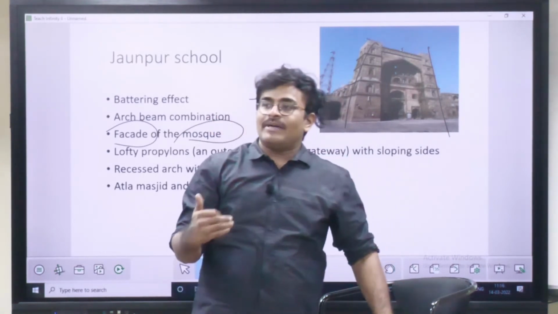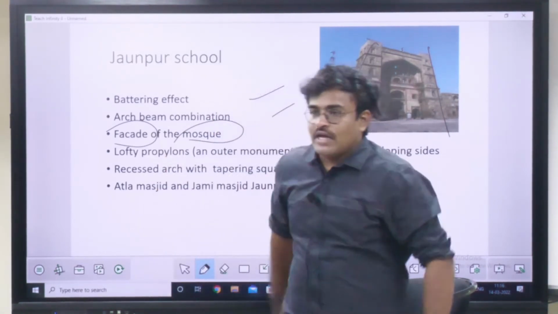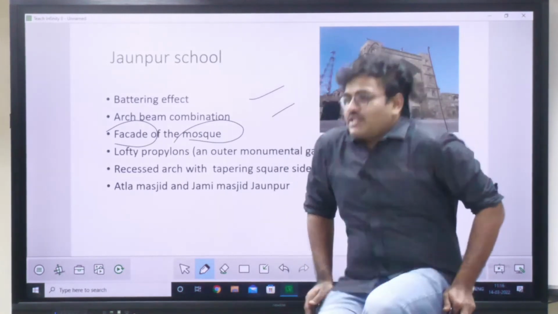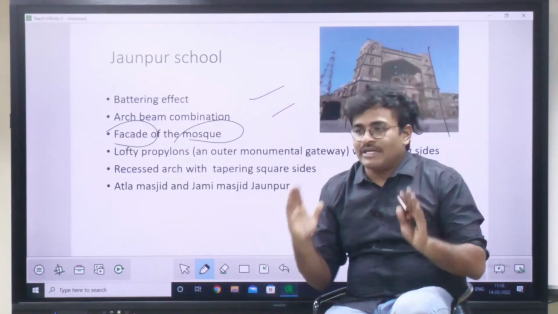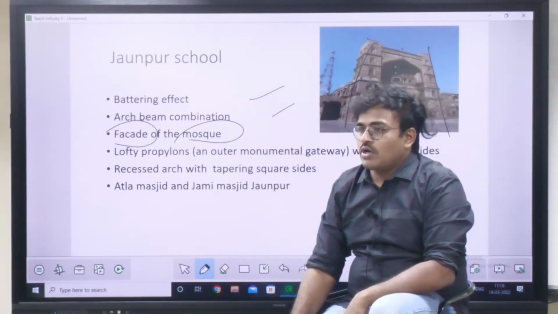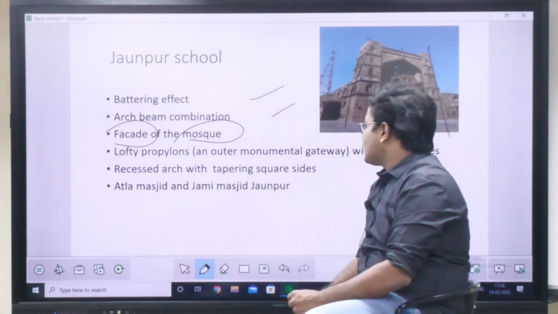Facade means the ornamental entrance way. Remember in cave architecture we talked about facade. So here also these are facades. Facades means ornamental gateway, an ornamental gateway into the structure.